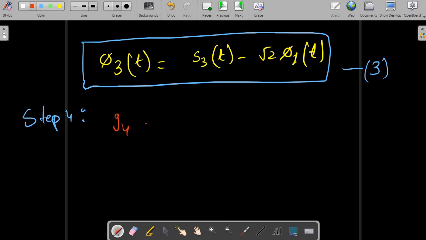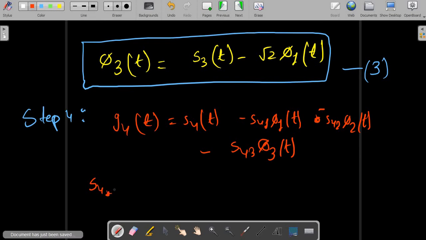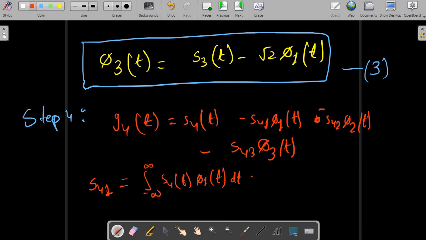If I write G4 of t equals S4 of t minus S41 phi 1(t), then minus S42 phi 2(t), sorry, all will be minus. I hope you all know why this is minus. So we will calculate S41. S41 will be the integral of S4(t) into phi 1(t) dt. If you multiply these two signals, I'm not explaining because it is very easy now, this will be minus 1 by root 2. I urge you to calculate this and you will get minus root 2.